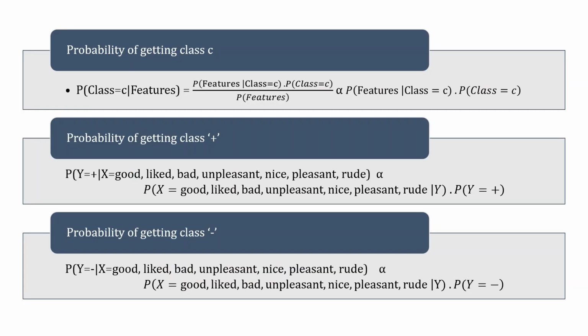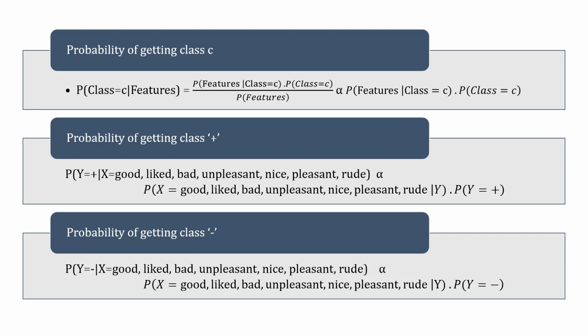We need to find the probability of getting class C. The probability of a class given features is the probability of the features given a class times the probability of the class, divided by the probability of the features, as given by the Bayes theorem in the first video. This is proportional to the numerator because we are going to use the probability only for comparison purposes and the denominators are all going to be the same. So we ignore the denominator and we find only the probability of the features given the class times the probability of the class being equal to C.